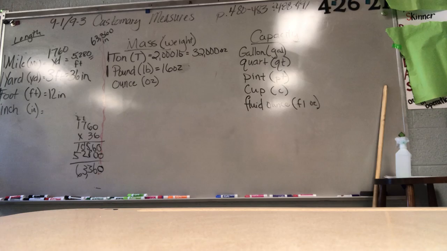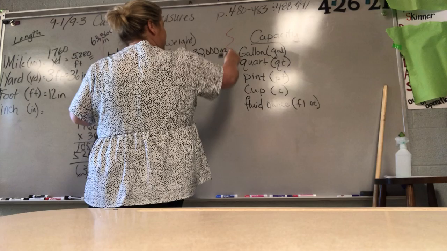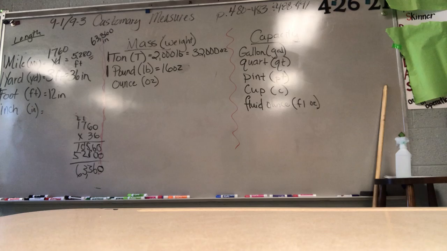32,000 ounces. You'd have to multiply a baby times like, I think 20 in order to equal a ton. Maybe. Imagine 20 of me just sitting on the ground. That'd be a ton. I get it. That'd be a ton of me.